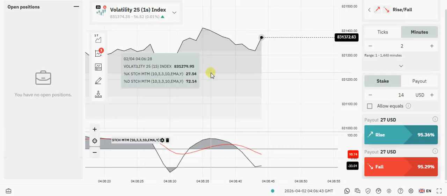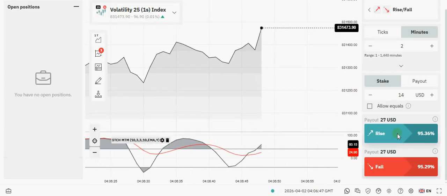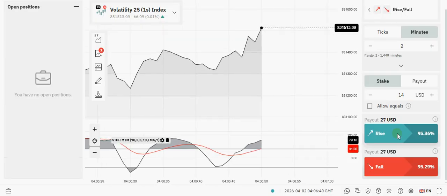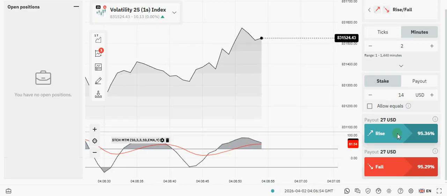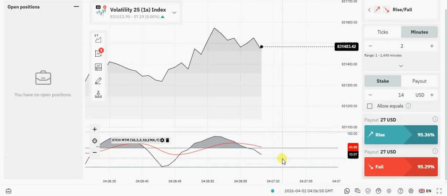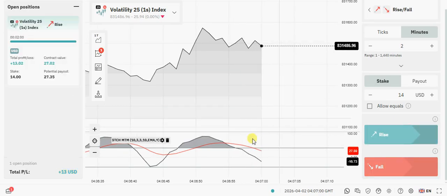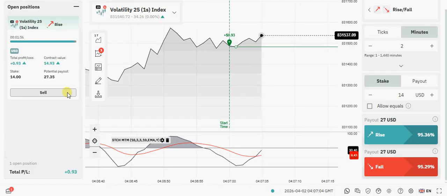So let's place one more trade. You can see one is facing up. They're both facing up. Let's wait for both to face down. Both indicators, both the movement and the indicators. So you can see right there they're both facing down. So I click on rise. It's rebounding again.